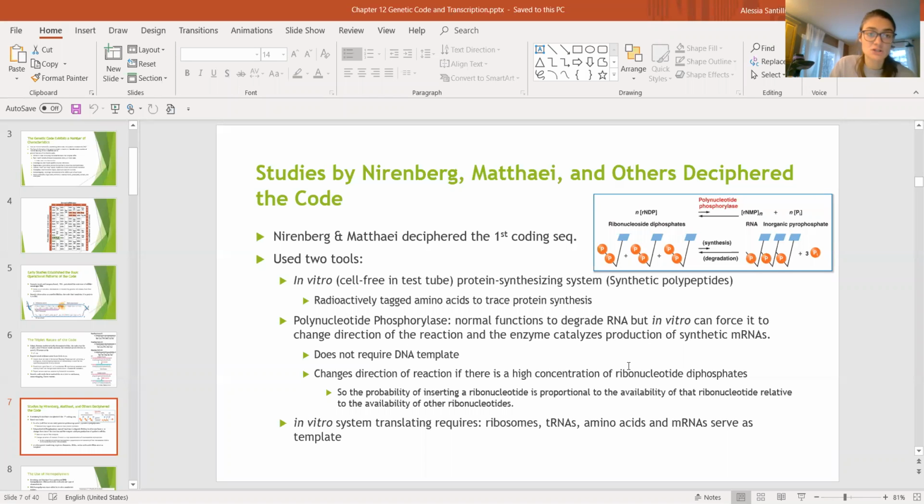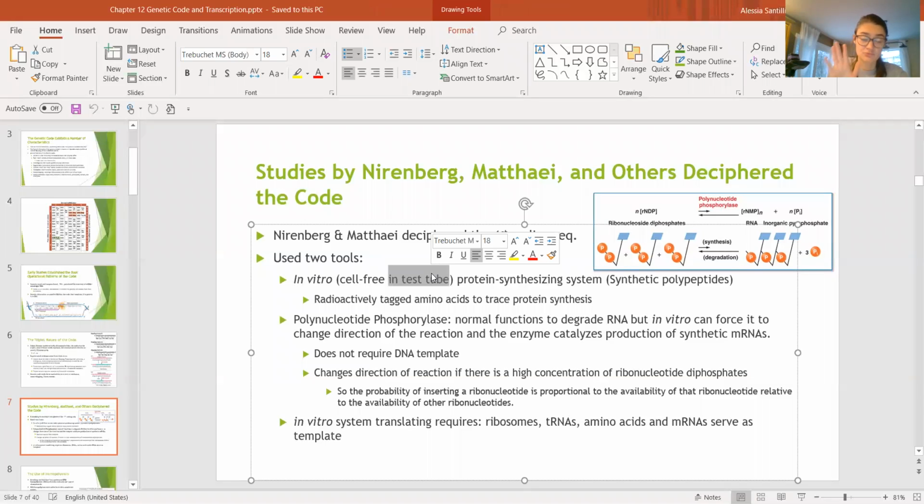Okay, so now let's actually look at how they figured out the genetic code, right? The people who were really important in figuring out the genetic code, so what code coded for which amino acid, were Nirenberg, Matthaei, and others. Ochoa was actually one of them. They deciphered the code, and they used a couple of tools. First off, this is really cool, they had in vitro protein synthesizing systems. So everything that they needed to synthesize a protein, like the tRNA, the ribosome, everything, they had in an in vitro cell-free test tube, pretty much. So it was there for their disposal.